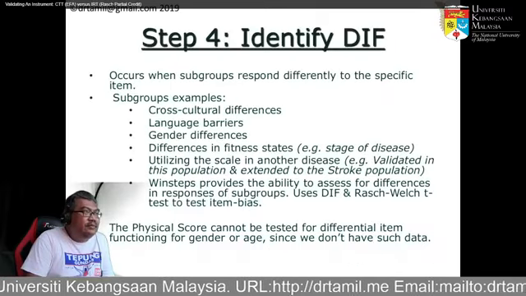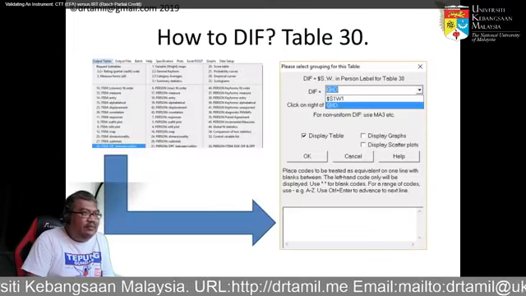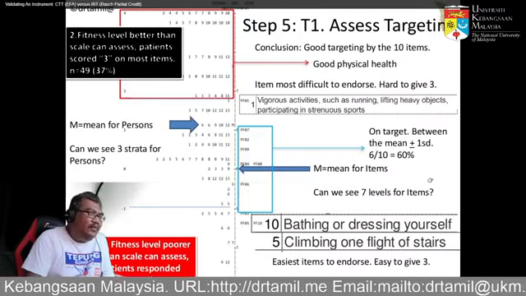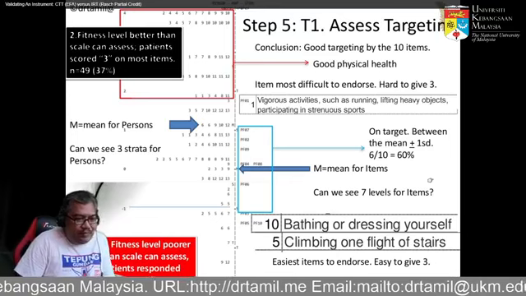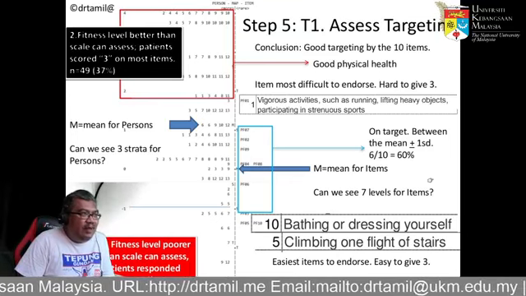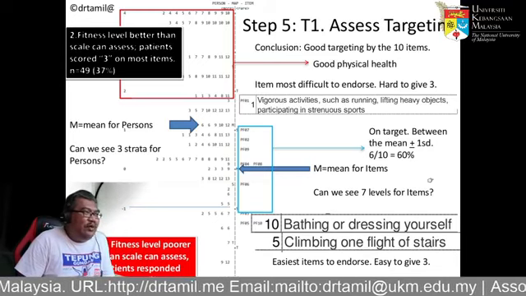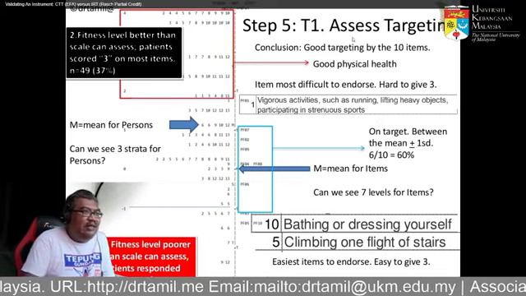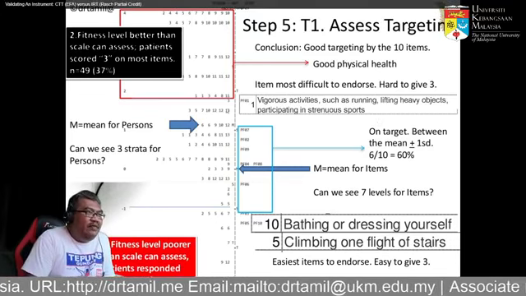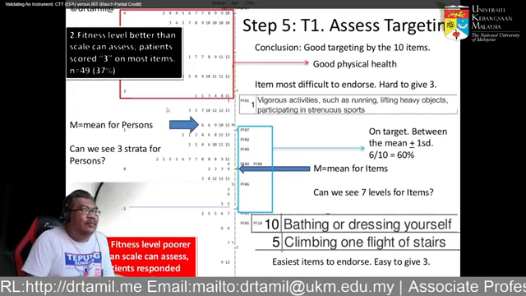Next. Okay, DIF I'm not going to cover, so we cannot do it here. Next, there is such a thing we call a variable map under Rasch. So under variable map under Rasch, when you do the map, you can see that we have the item on the right side, we have the person on the left side.